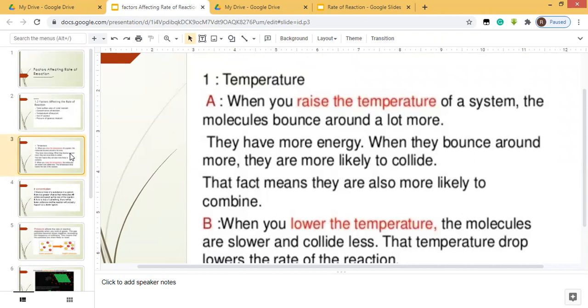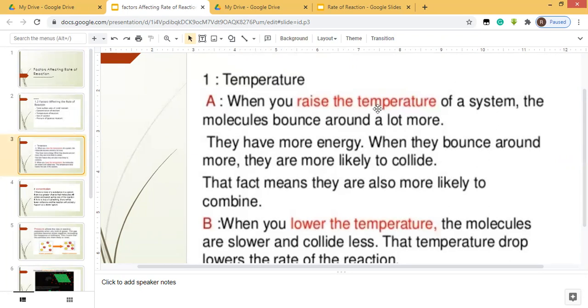So when we raise the temperature of the reaction mixture, the average kinetic energy, which is the movement energy of the particles, increases. So particles in a solution and in gases will move more quickly around at a high temperature, resulting in more frequent collisions. So the rate of reaction will also increase.